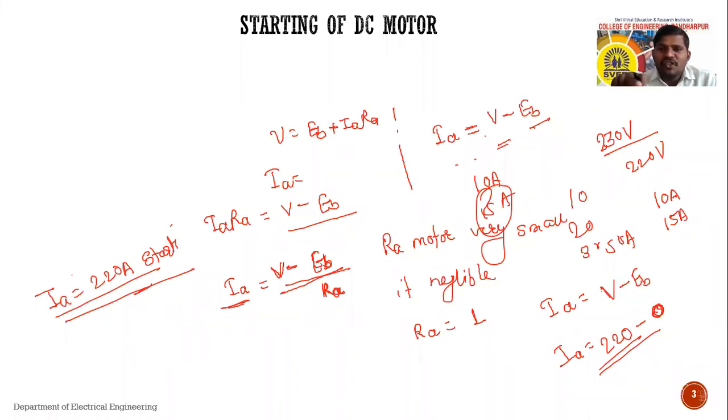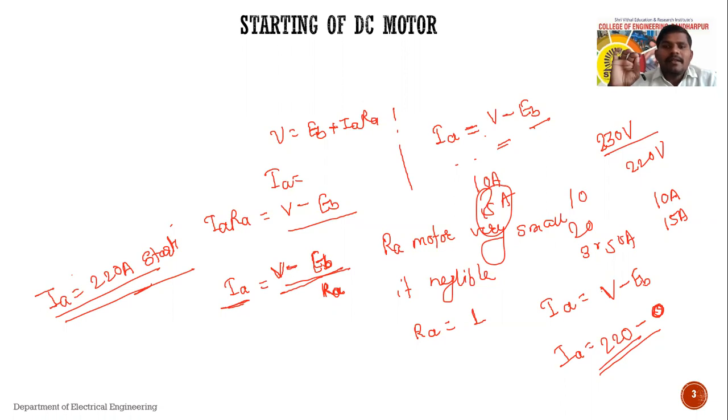So see, that means this is the proof. If we are not using the starter at the time of starting, then the current taken by the motor is nearly equal to 10 to 15 times the rated current. So the current taken by the motor will be exceeded. If the current taken by the motor is exceeded, it is harmful to the machine. That means it will damage the brushes, or the commutator. It will damage the winding, or it may damage the total machine.